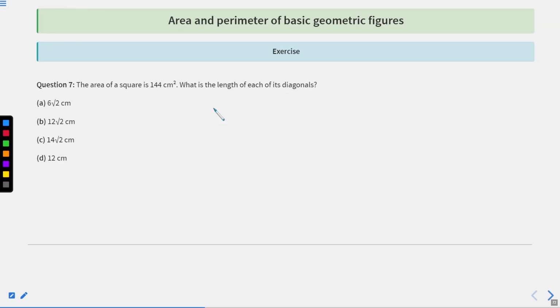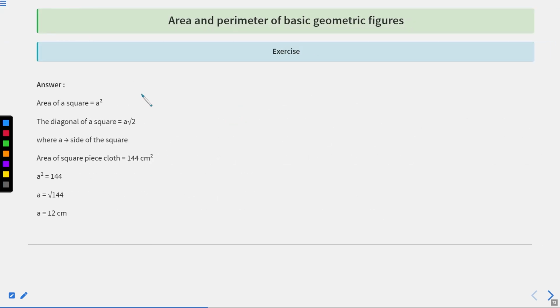Question number 7. The area of a square is 144 centimeter square. What is the length of each of its diagonals? So a square is given to us and its area is known, 144 centimeter square, and we are interested in finding the length of each of its diagonals.